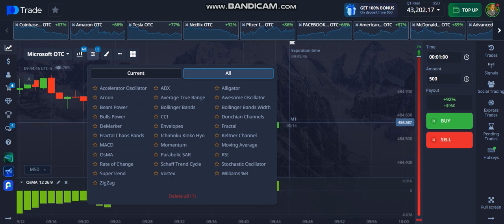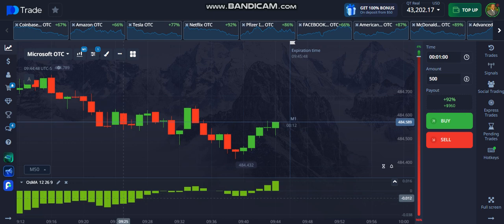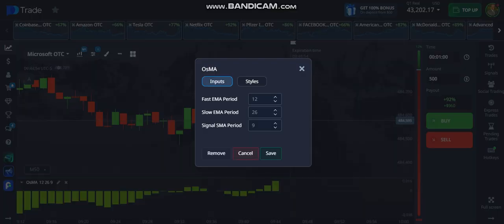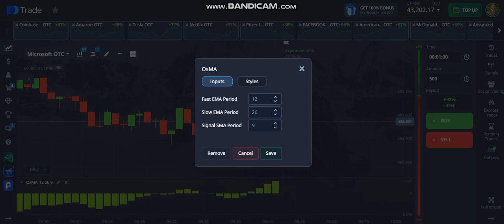When you click on the button, this histogram shows up. And if you go to the indicator settings here of the OsMA, we're going to maintain the default settings. Default settings are fast EMA period 12, slow EMA period 26, and signal SMA period 9.